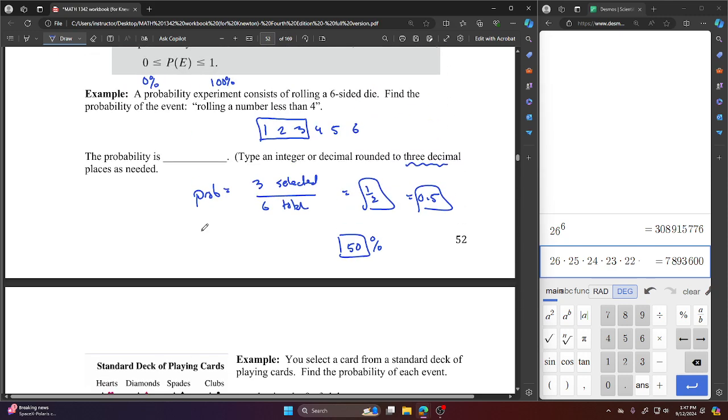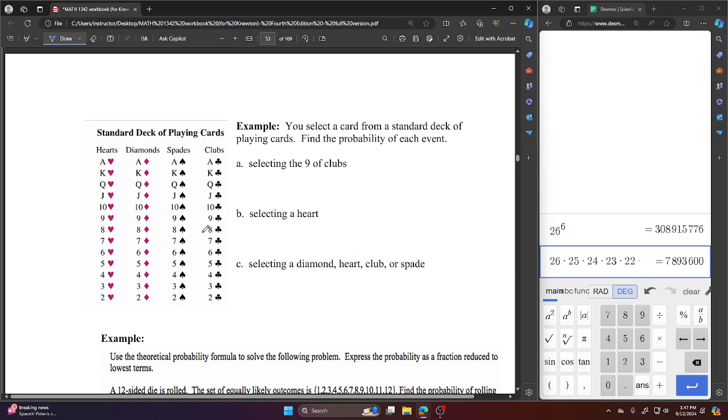Cards. I mean, are y'all okay with this? Okay, cool. Cards. Who in here knows cards pretty well? That's good enough. You got it, man. You're the professional here now.